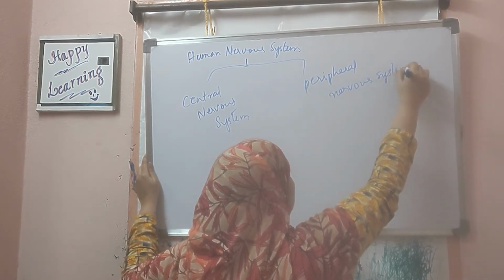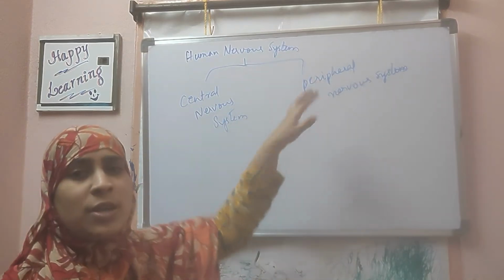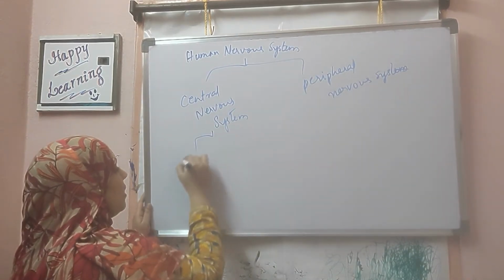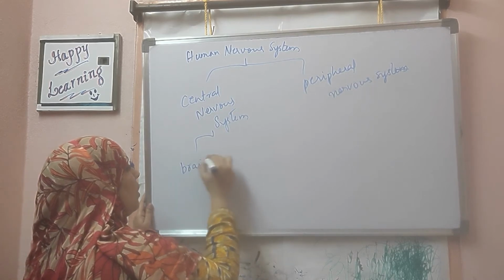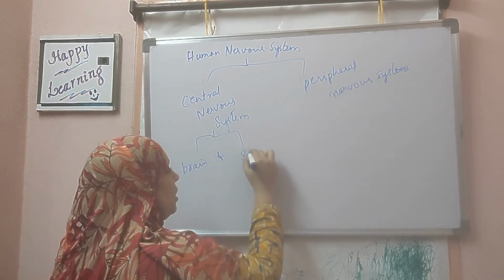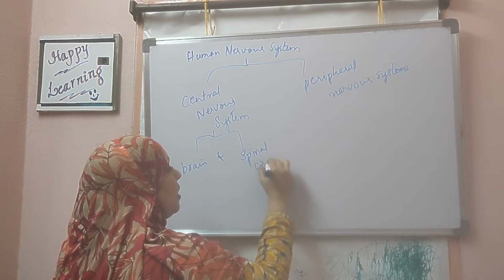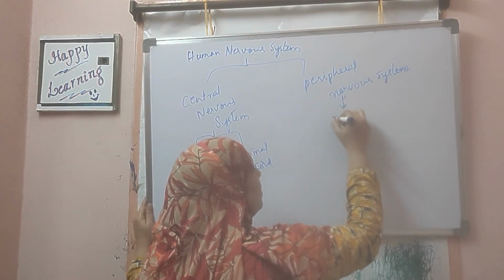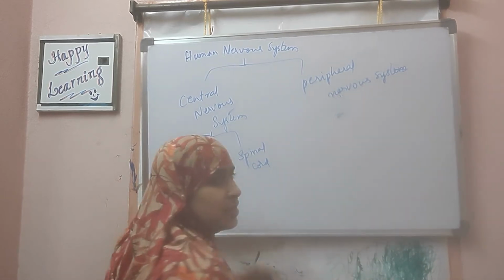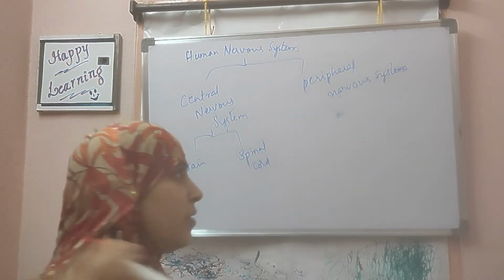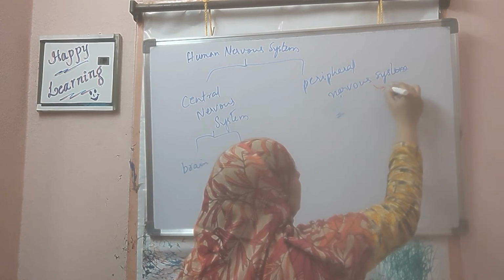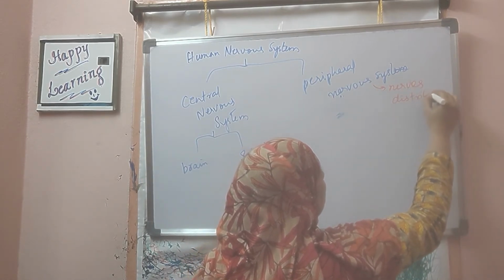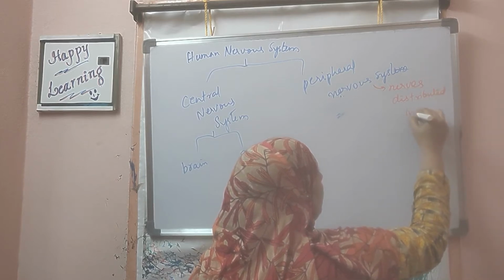As the name itself says, this is in the center, this is towards the corners. In the nervous system, what are the parts that are present towards the center? Brain and spinal cord are present towards the center. Whereas the peripheral nervous system is formed by nerves that are distributed in the body.